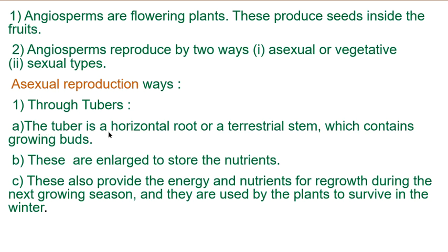The tuber is a horizontal root or a terrestrial stem which contains growing buds, as you have seen in the diagram. These are enlarged to store nutrients. As you can see, they are swollen. These also provide the energy and nutrients for regrowth during the next growing season, and they are used by the plants to survive in winter.